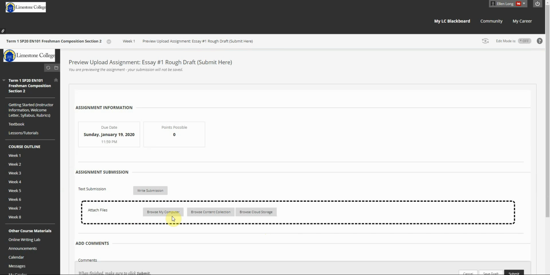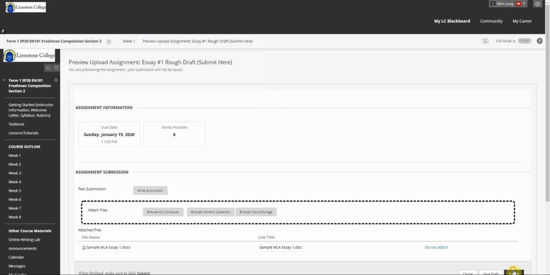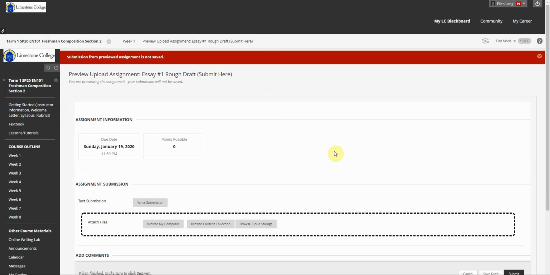After you submit the document, in addition to the green bar at the top of the screen, you will also receive a submission receipt to your Limestone College email, which confirms that you've submitted a document. If you have questions about how to submit your document, just ask.